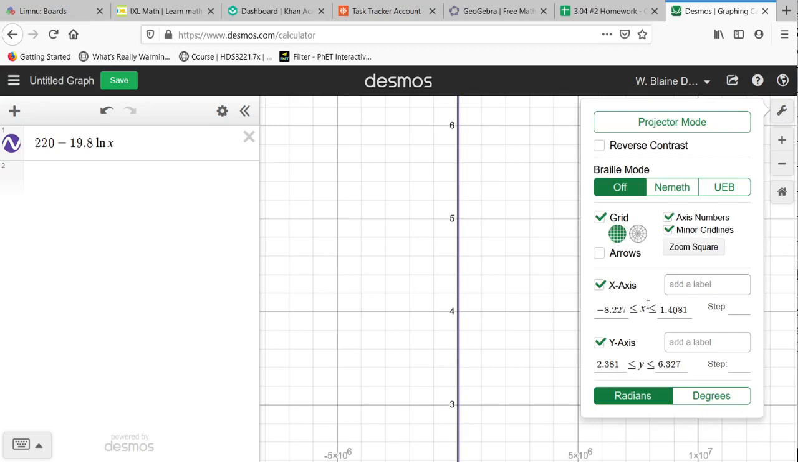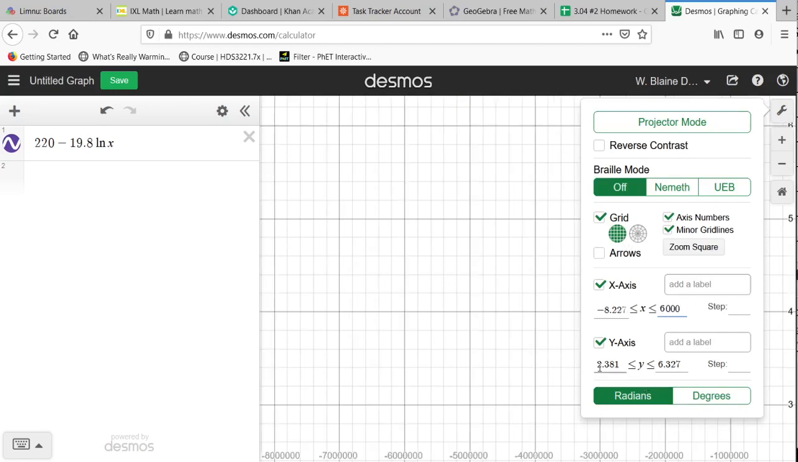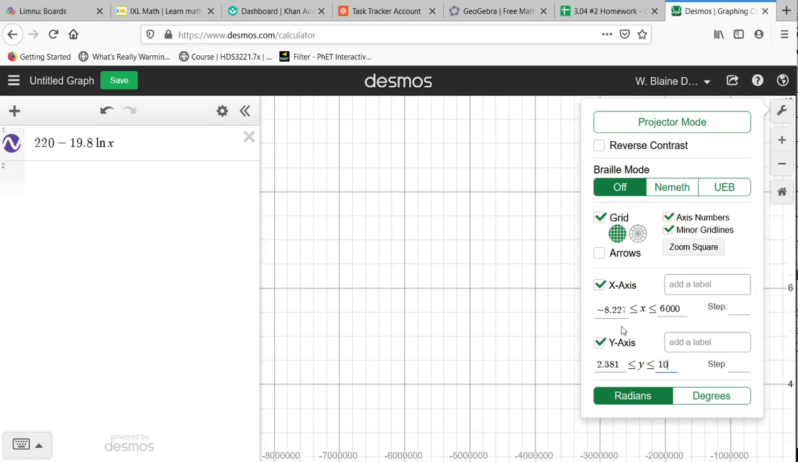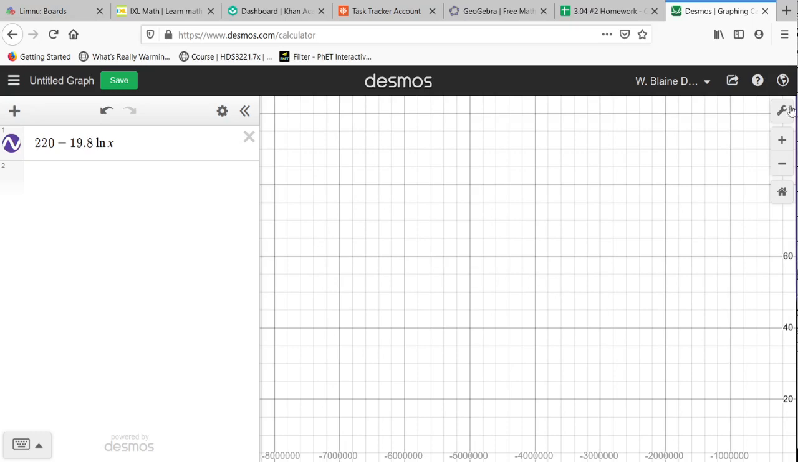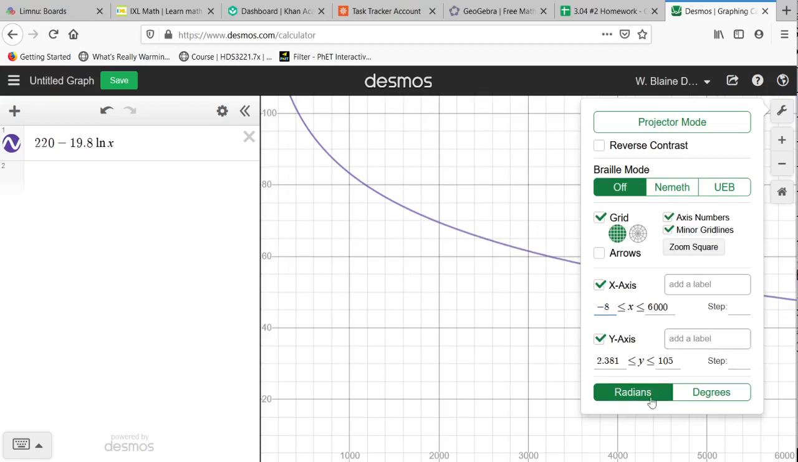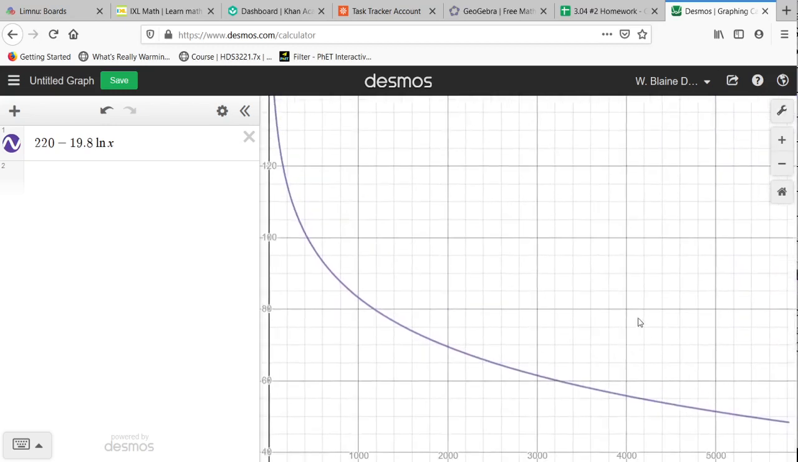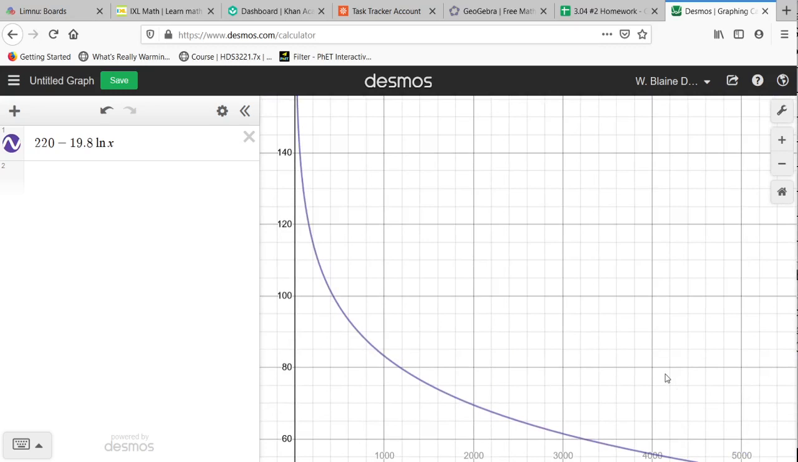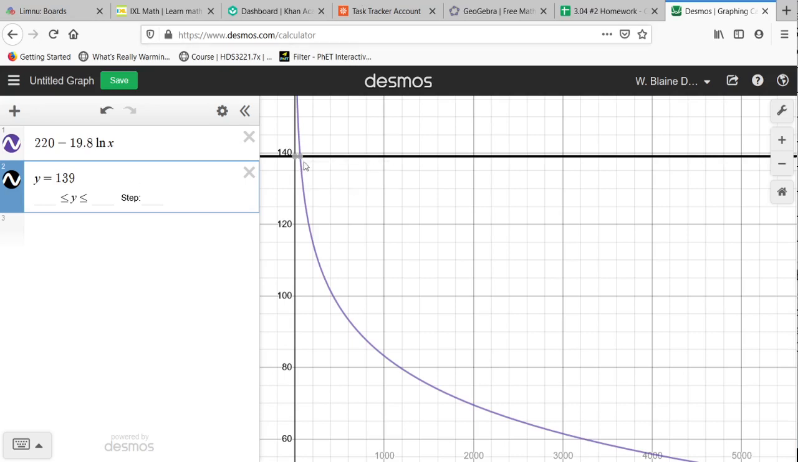And here, the range of our x values is going to go to 6,000, and our y values go to about 105. Oh, there we go. Our graph had a very negative bend. All right, and Michael lives at an altitude of 139. So when y is 139, x is 59.79. So that's the pressure he needs to work to.